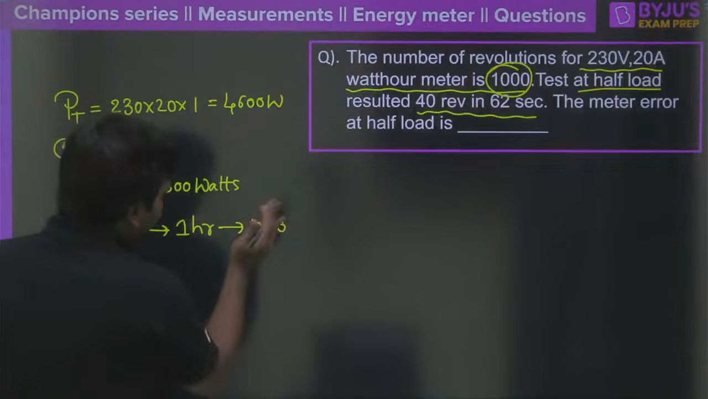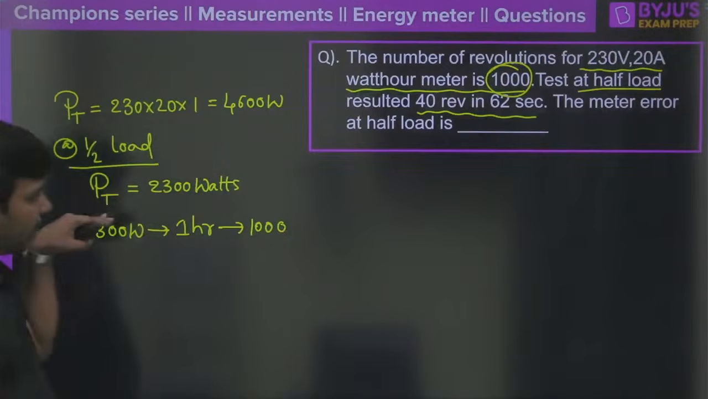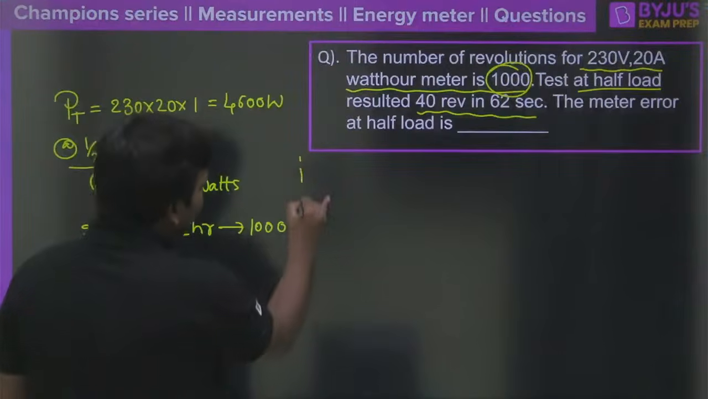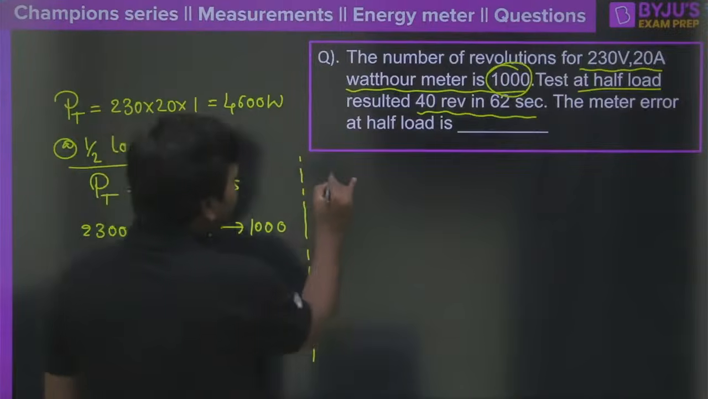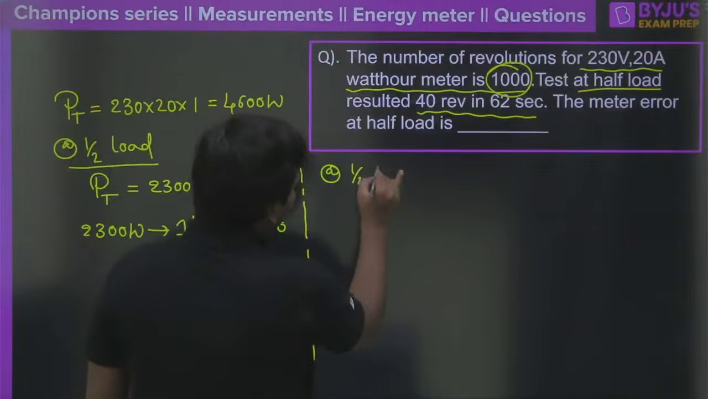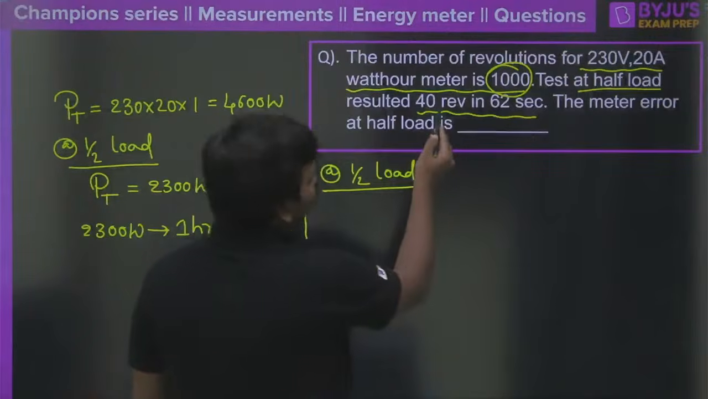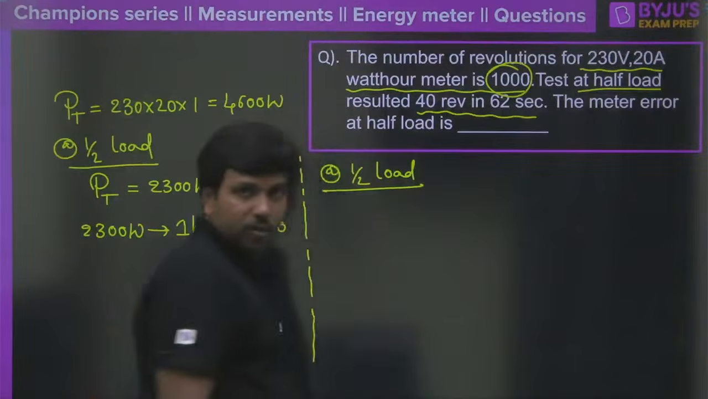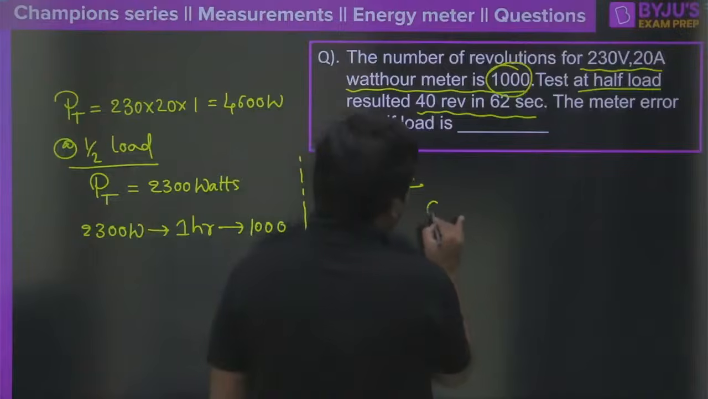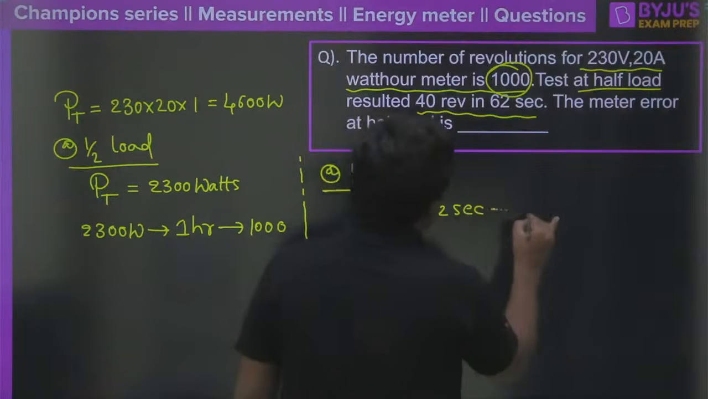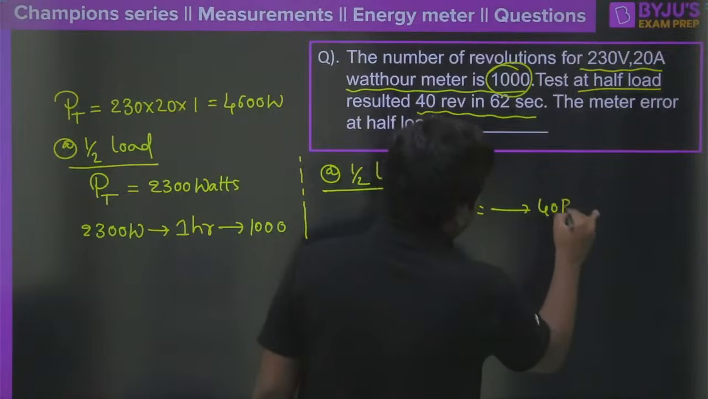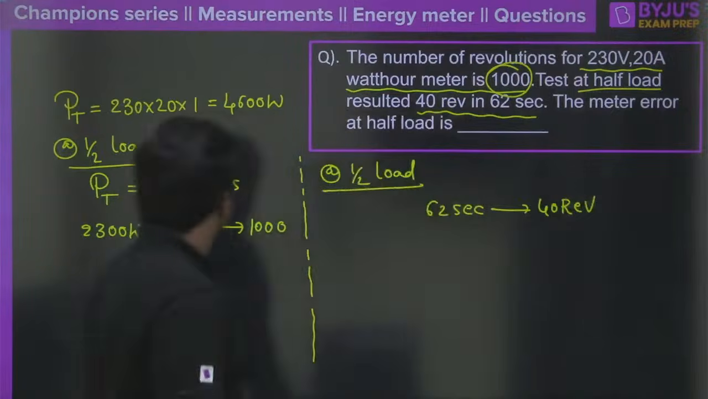This is the standard version. Clear? Now let us see what is given here. At the same half load, the disk is making 40 revolutions in 62 seconds. What does it mean? In 62 seconds it is making 40 revolutions. Clear? This is the true value.